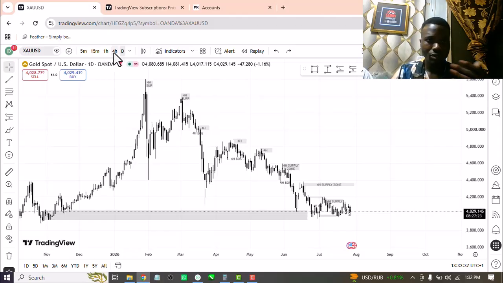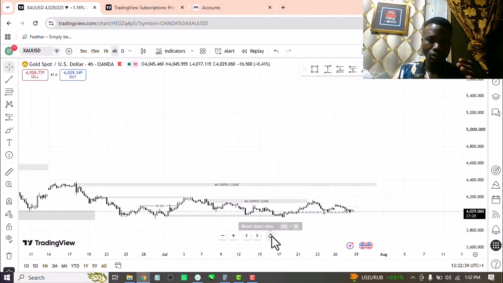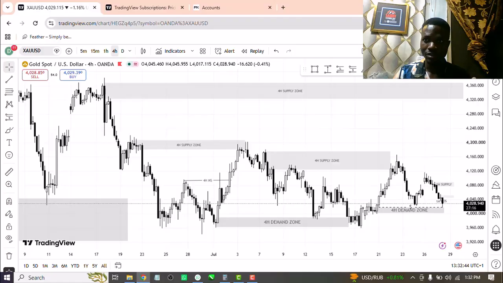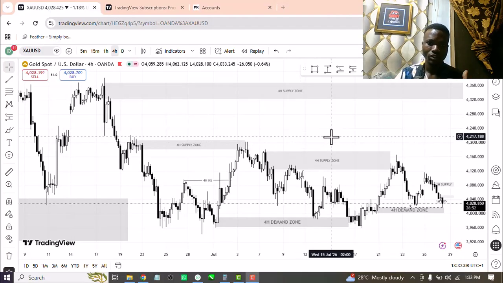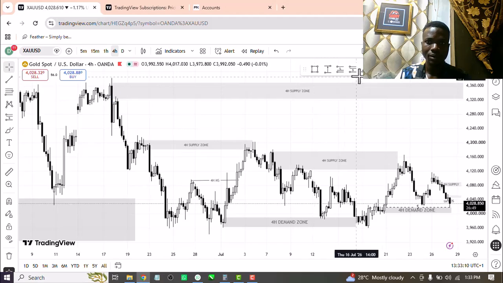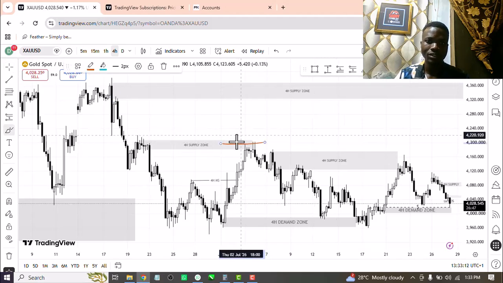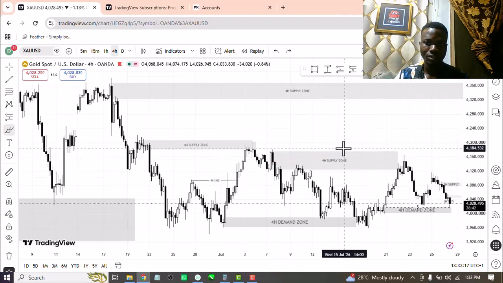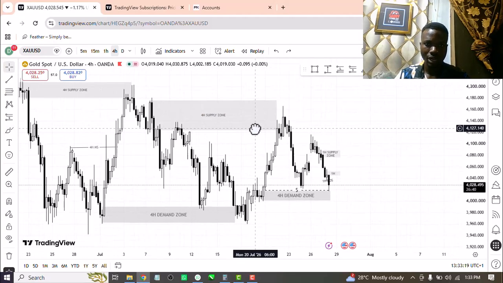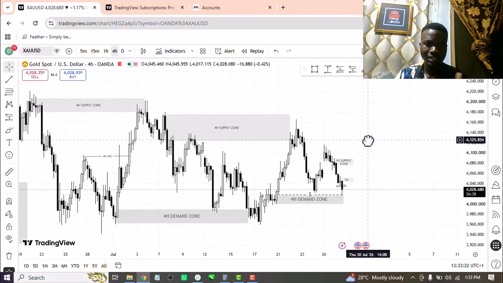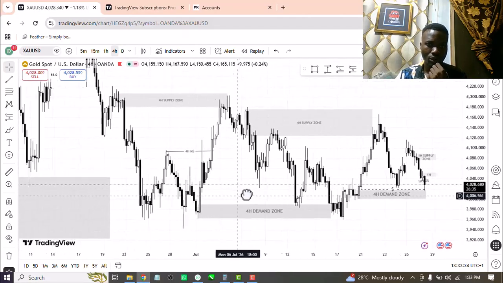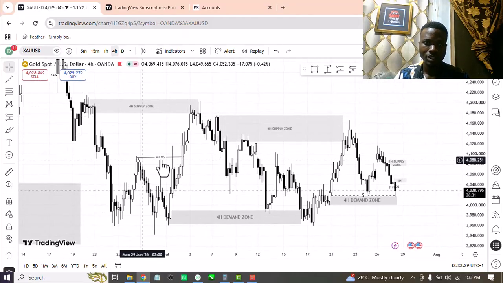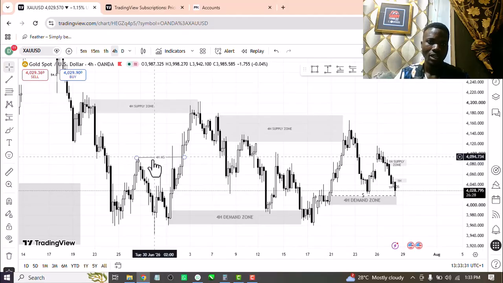So I go down to the 4 hour time frame to mark up my 4 hour supply zone. As you can see on the screen, I have my 4 hour supply zone that price has already respected right here, and another 4 hour supply zone that price has already reacted to. I also identify my demand zone. This is my 4 hour demand zone right there.